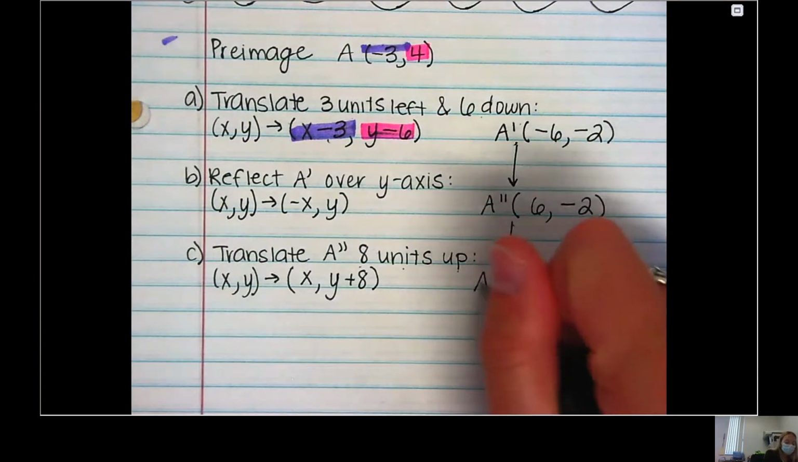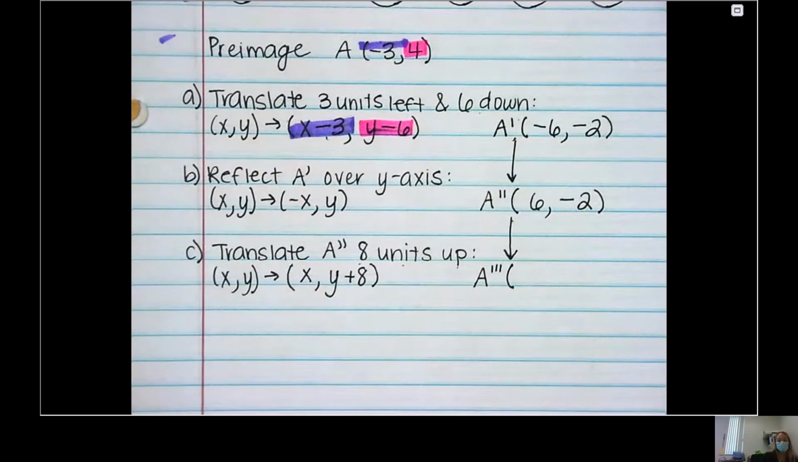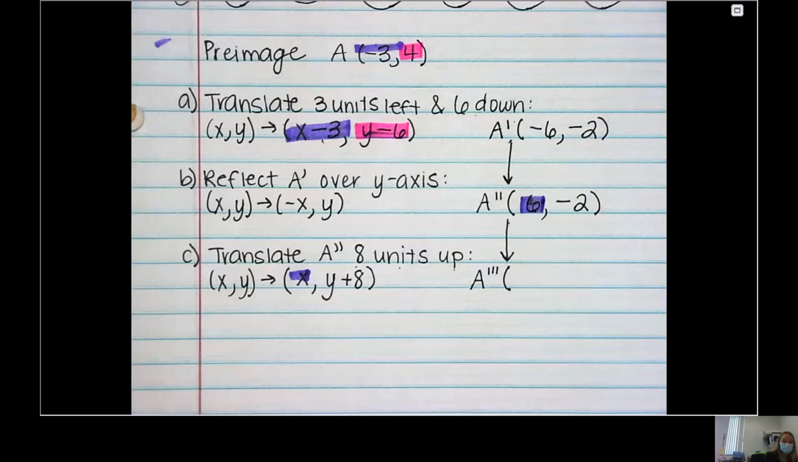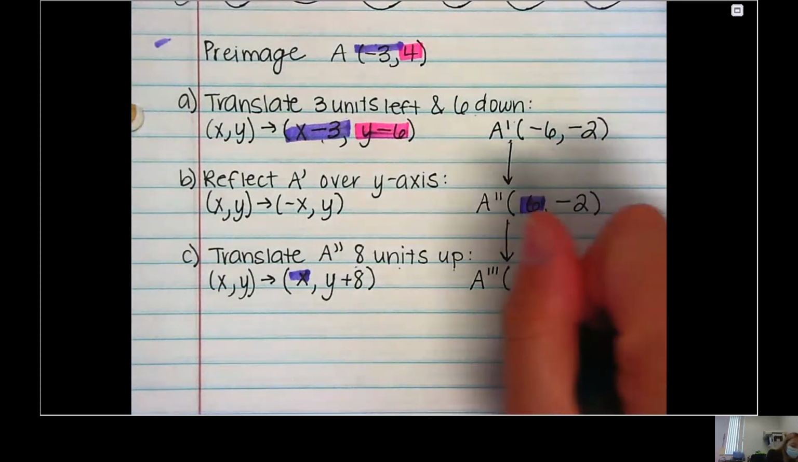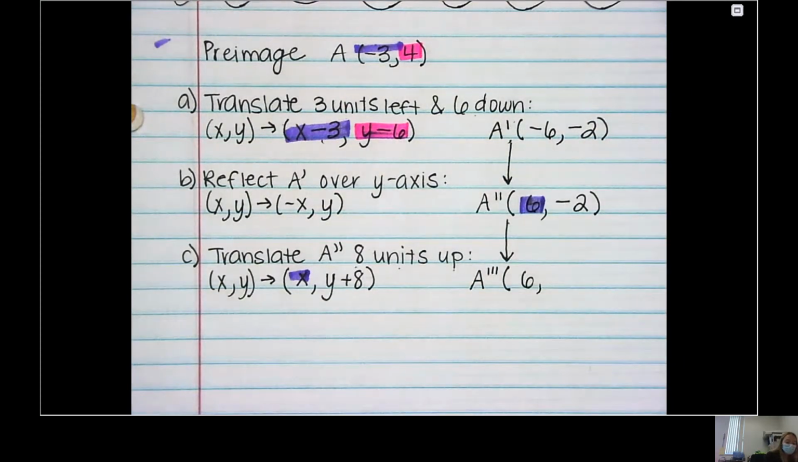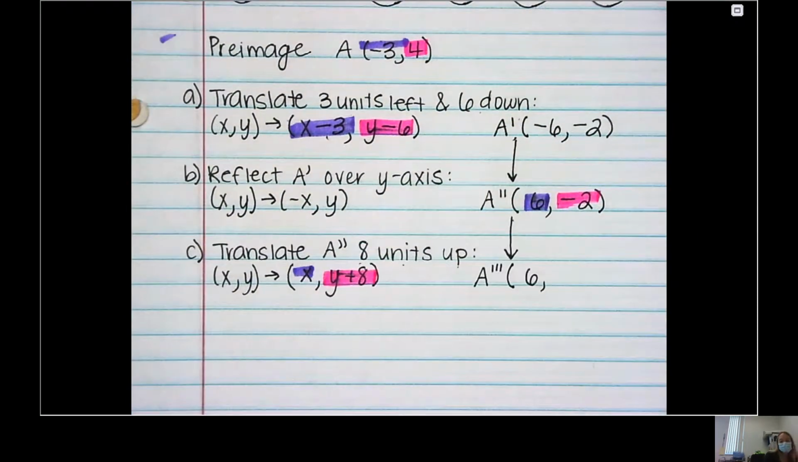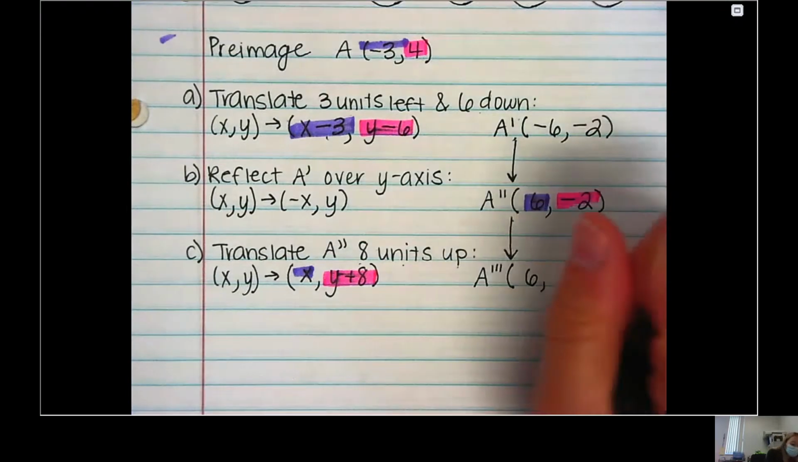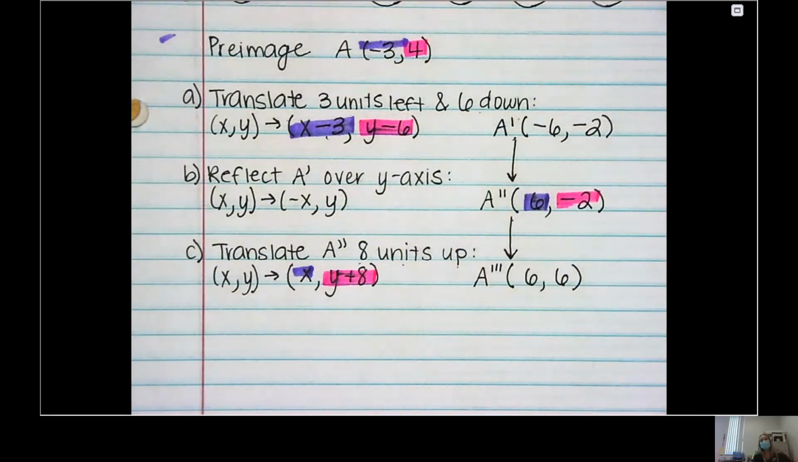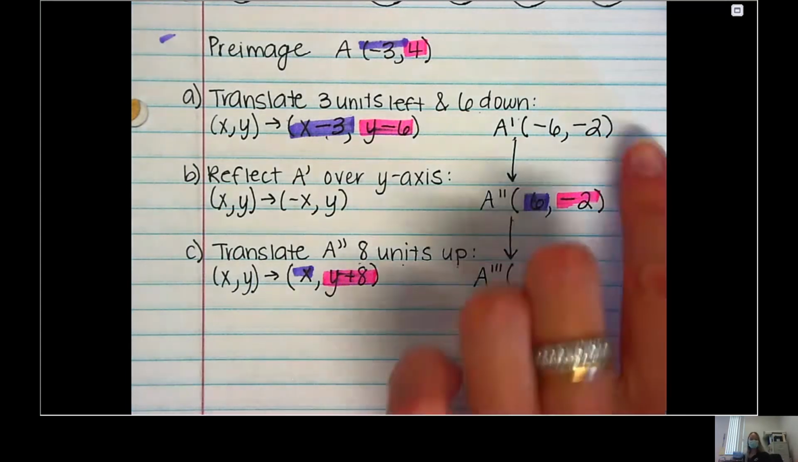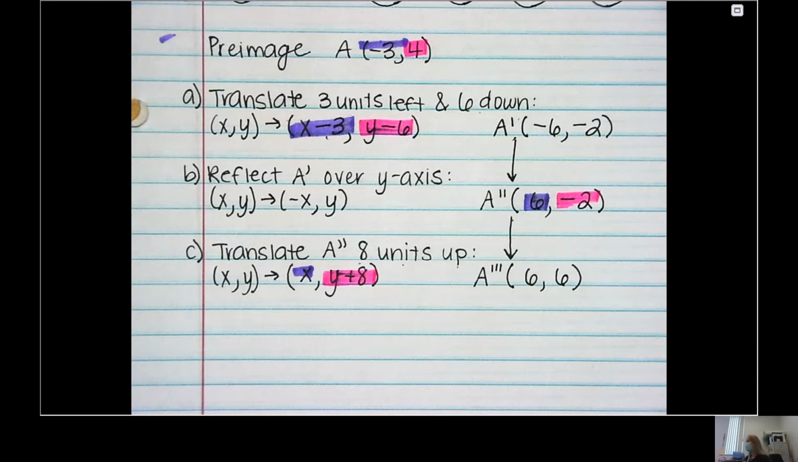All right, so my A triple prime becomes, so I leave my x the same, so my x stays 6, and then I add 8 to my y. So what is -2 plus 8? 6. So my final answer is 6, 6. So you use your answer to push you to the next one every time you do multi-step transformations. So unfortunately, if you get the first one wrong, you're going to get all of them wrong.